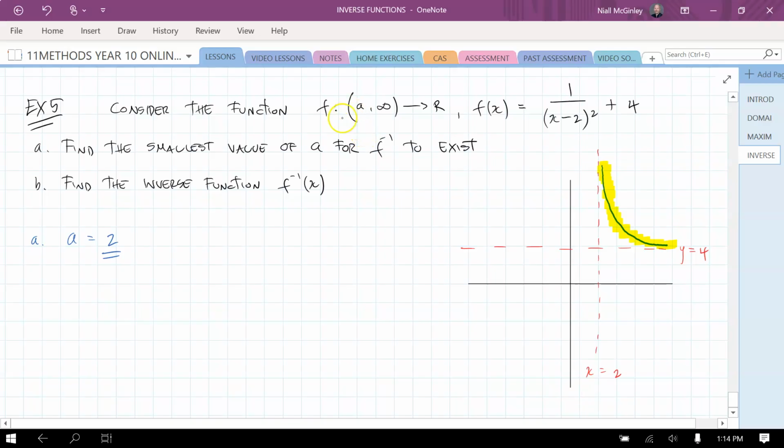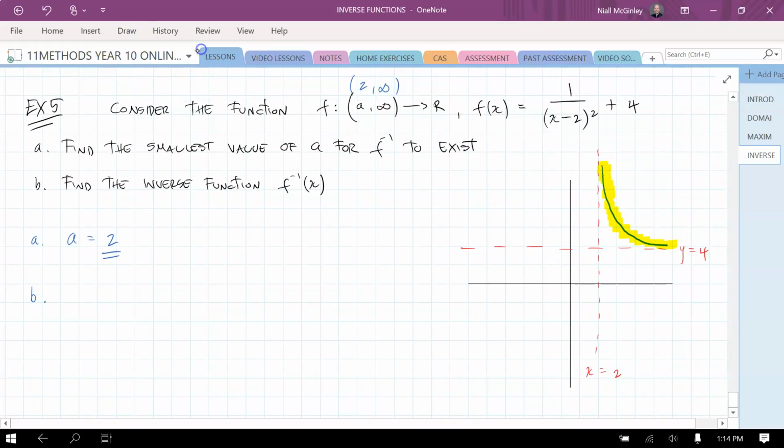Now, you'll notice here that in the domain it doesn't include that value, because the graph can't include 2. Alright, so that's the first question answered. Now, find the inverse function. So now it is a one-to-one function because we have this domain of 2 to infinity. It is an inverse function, so we can find the inverse.